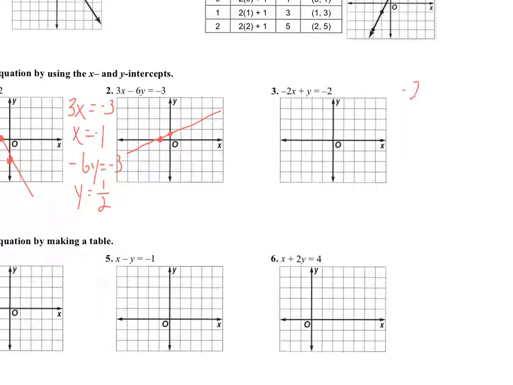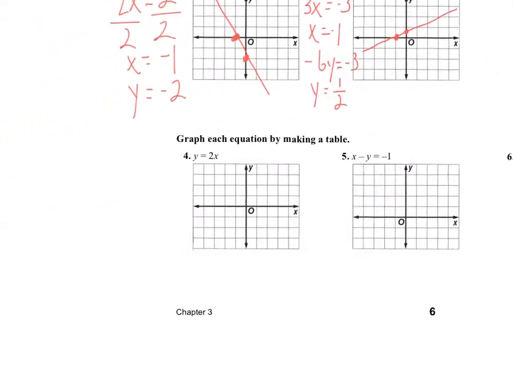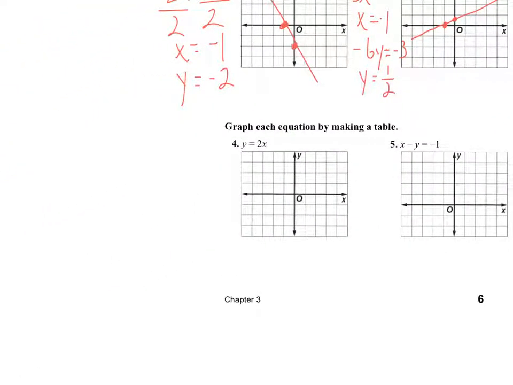Again, negative 2x equals negative 2. All right, x equals 1. And y equals negative 2. Nothing really to solve there. Voila, just like that. So intercepts, not bad if we get nice numbers here. So that's one method that we can use to graph. Let's look at our second method, which is using a table.